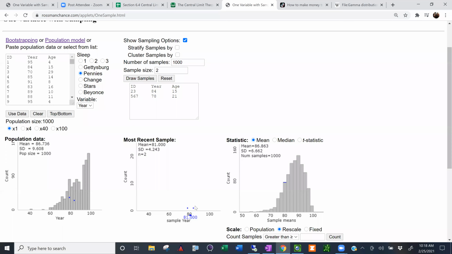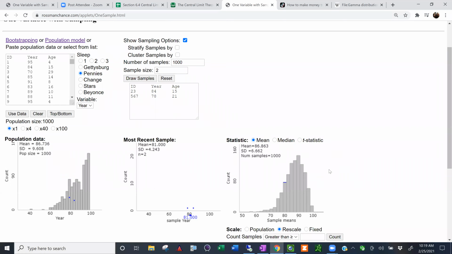And when we do that, here's the most recent sample. Shows we drew a coin from 1984, another one from 1978. There's your 2 points, and results in a mean value right there. Mean value in this case would be 81. So falls right there. Let's look at the distribution of the sample means now. Now this is a new variable. It comes from this population, but it's a new random variable.